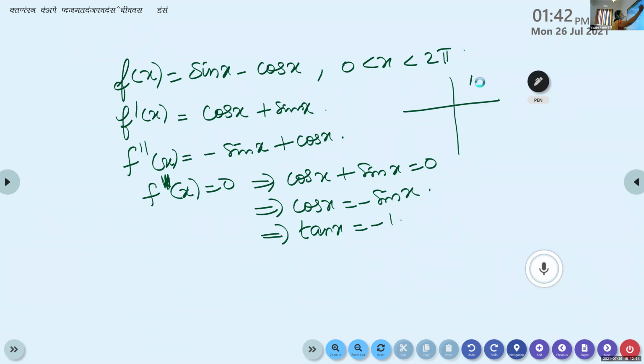So we know that here it is all silver teacups, isn't it? In the first quadrant it is positive, second quadrant it is positive. So it is negative means in which quadrant will tan be negative?